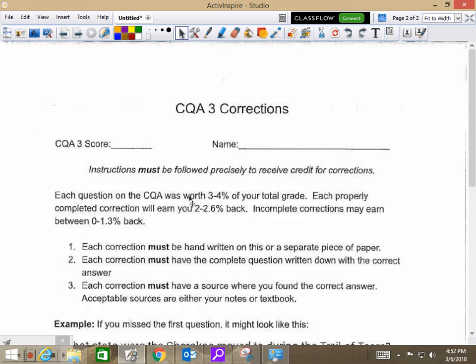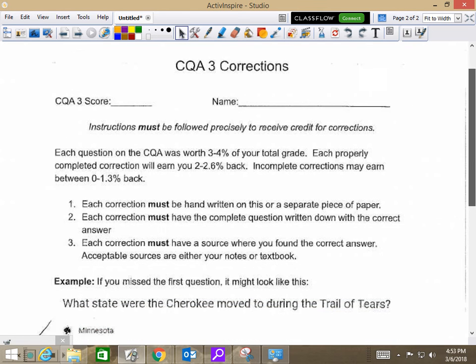Each question on the CQA was worth 3 to 4% of your total grade. Each properly completed correction will earn you 2 to 2.6% back. That is 2/3 of your possible points will come back. Incomplete corrections may earn between 0 and 1.3% back. So if you had a D and you do all the corrections correctly, say you lost 40 points, you earn 2/3 of those back, you're looking at a B on your CQA. So that's pretty significant. It can make a big difference. So make sure you follow these instructions.